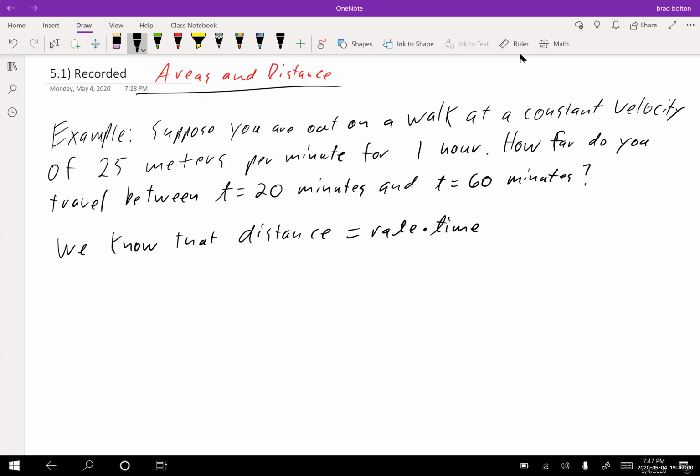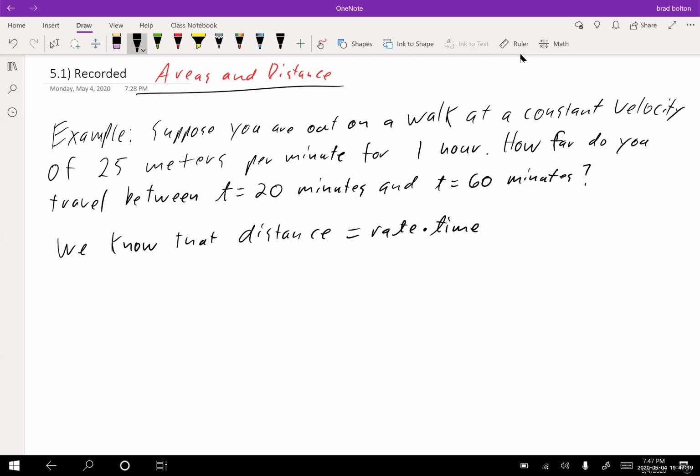So the first thing we're going to do is look at another way that we can talk about area and distance and see a relationship to them. So suppose you are out on a walk at a constant velocity of 25 meters per minute for 1 hour. How far do you travel between time equals 20 minutes and time equals 60 minutes?